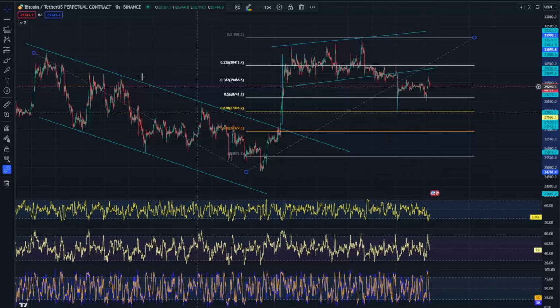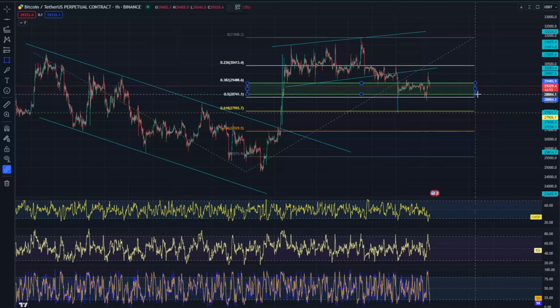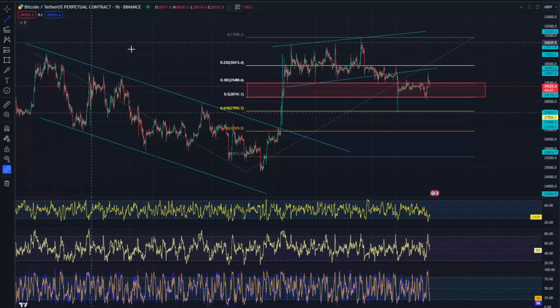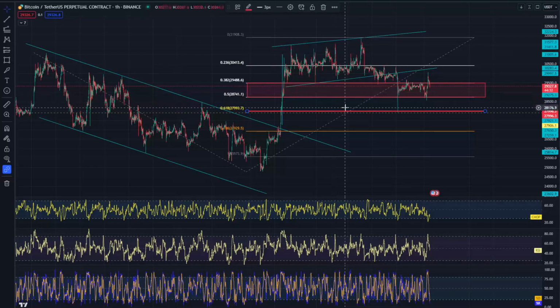Now we can move on to marking the places of support in the event of a correction. And here, in the first place, it is worth marking the support zone where the price is currently from $29,485 to $28,733. But when we fall below this zone, we can see a drop around the previously mentioned place of $27,996. And the next support is at $26,928.